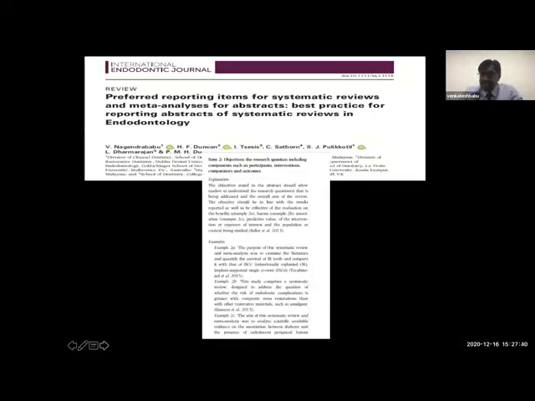Again, this paper we published in the International Endodontic Journal. In this paper, we clearly explained how to write an abstract of systematic reviews. Totally, PRISMA has given 12 points, but from the endodontic point of view, we have mentioned the explanation of each item and examples of each item so that it will be easy for the endodontist to capture.